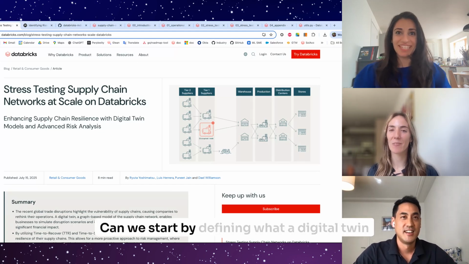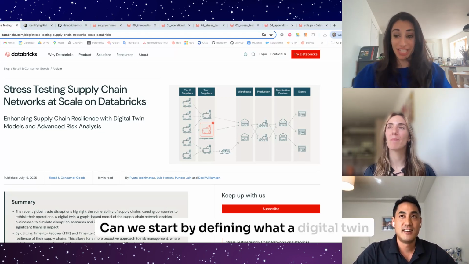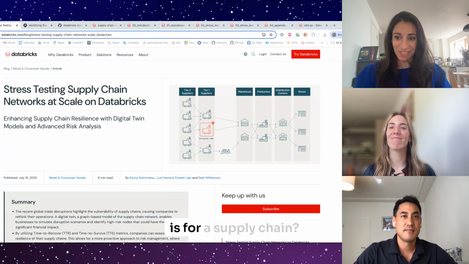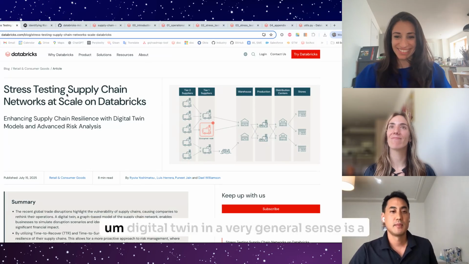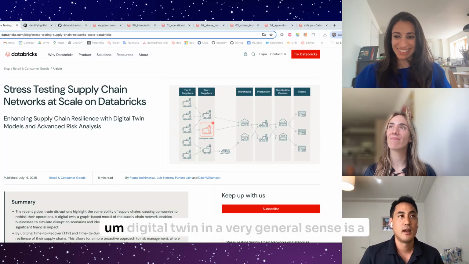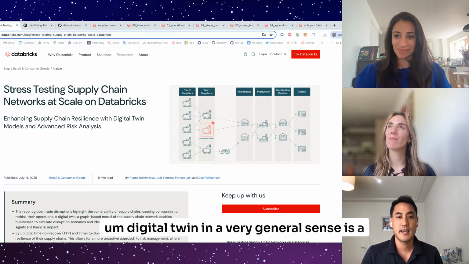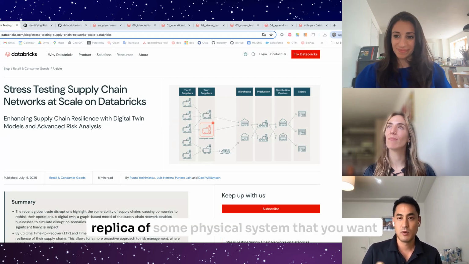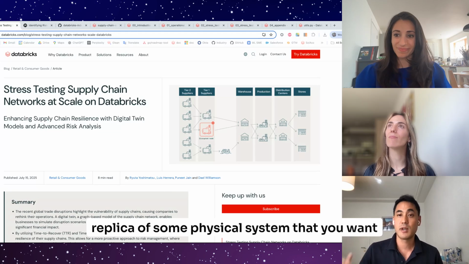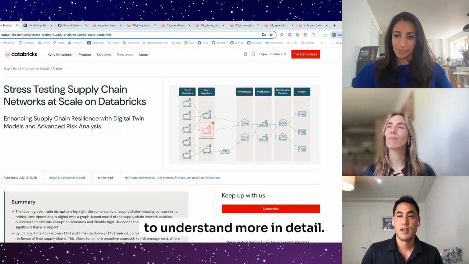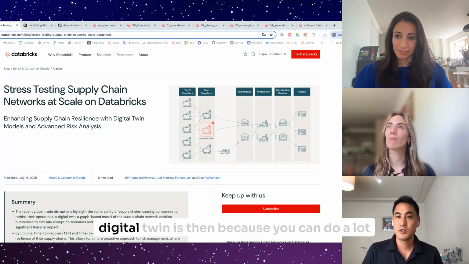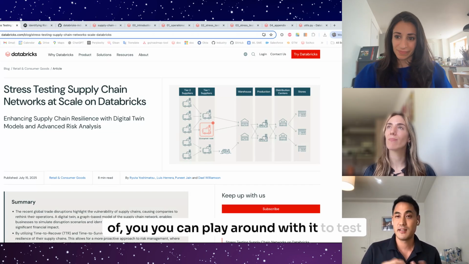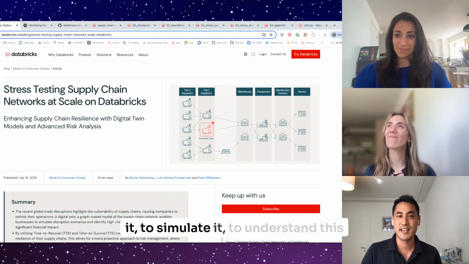Can we start by defining what a digital twin is for a supply chain? Yeah, absolutely. So digital twin, in a very general sense, is a replica of some physical system that you want to understand in more detail. And the reason why you want to build a digital twin is because you can play around with it to test it, to simulate it, to understand its behavior in nature.